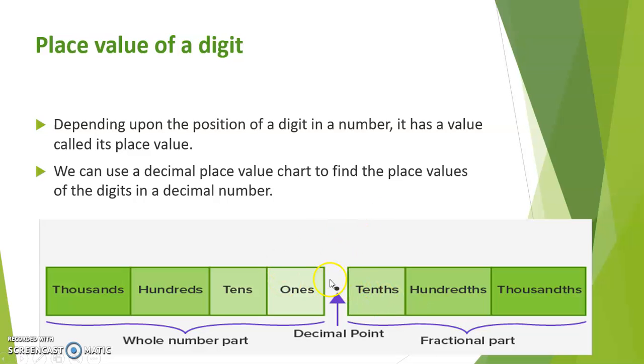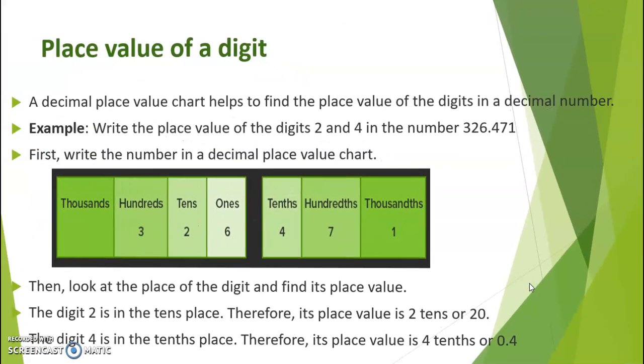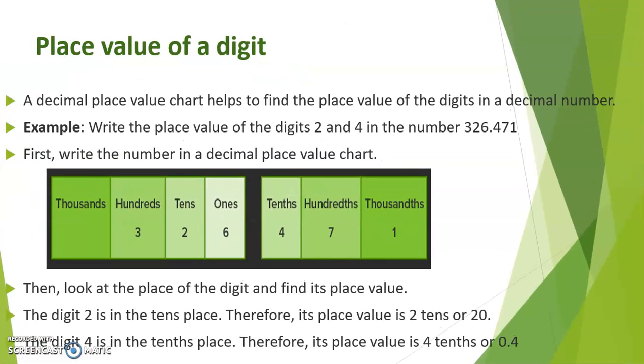Now, the decimal point is sometimes regarded as the units of every decimal. So we start from what? Tenths, hundredths, and thousandths. Now let's see an example here.